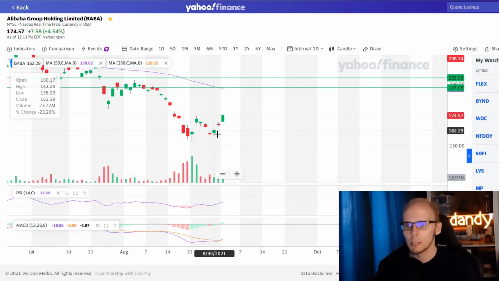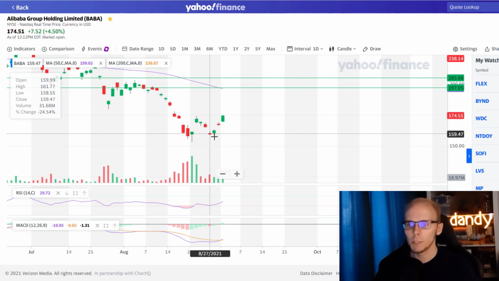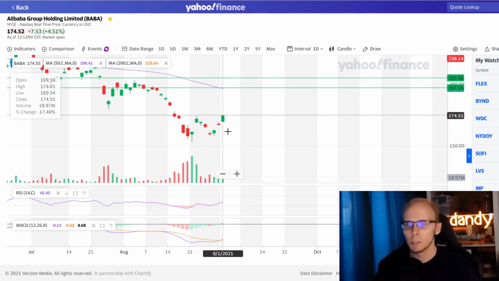Second name is Alibaba, ticker symbol BABA. After covering it last week, the price started going lower, and it bottomed out on Friday with a lowest of $158.55 per share. The relative strength index was under 30 at 29.7, and we had a red bar in the histogram of the MACD. But this week is quite decent so far.